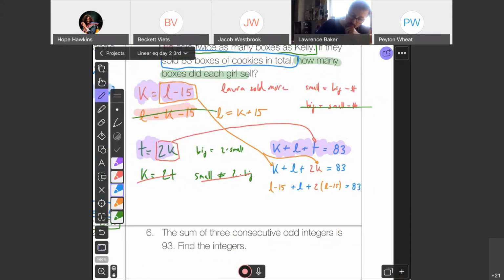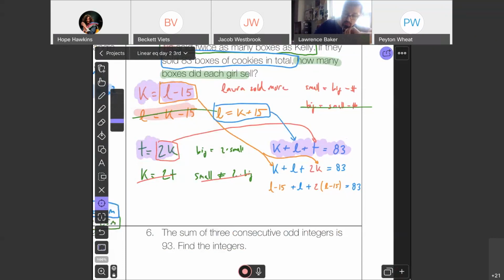Okay, so you used this one, right? And you plugged that into here. Yeah, that works. Definitely, more than one way to skin this cat. So Hope noticed that she could change the L's into K plus 15s. She did that here. She took the T, which she knew was 2K, and she put that there. So she had K plus 15 plus 2K here. That works just fine.